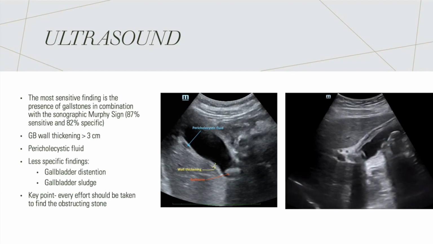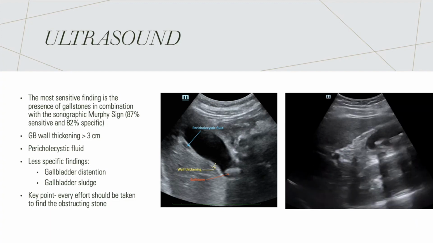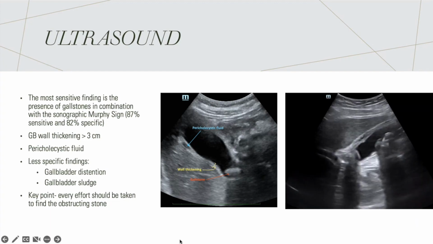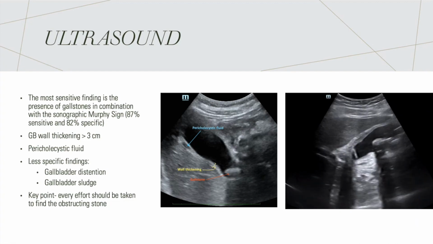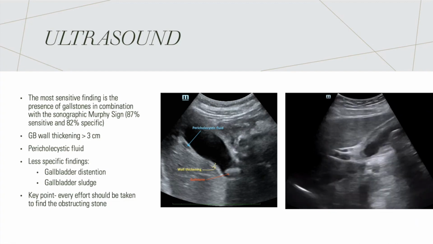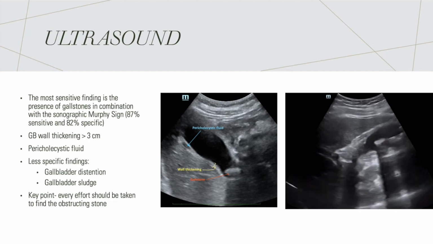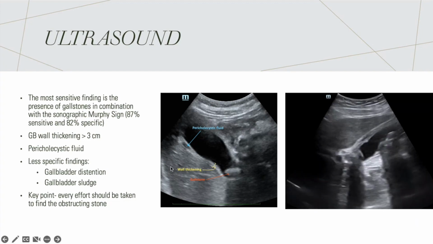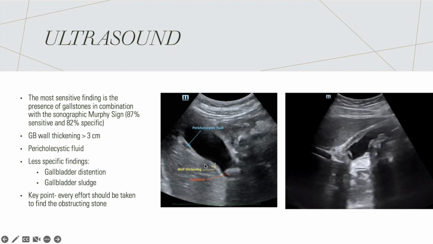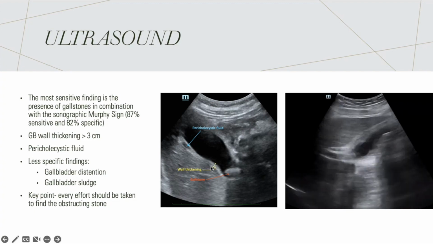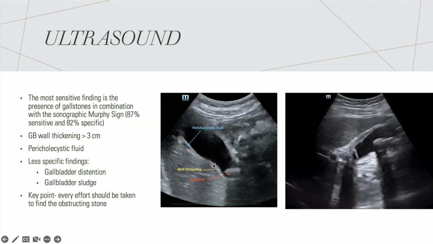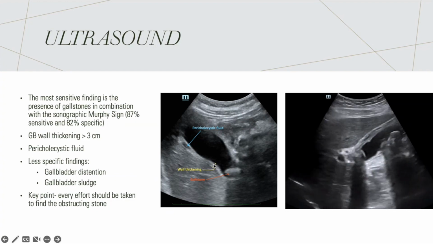So the most sensitive finding is the presence of gallstones in combination with the sonographic Murphy sign. This is about 87% sensitive and 82% specific for acute cholecystitis. You will see some gallbladder wall thickening. So here you see the thickening. The normal was less than 3 centimeters, as you remember. This looks to be thickened here.